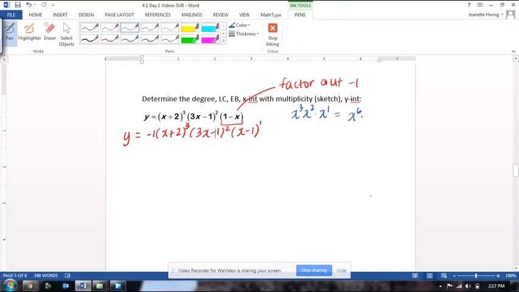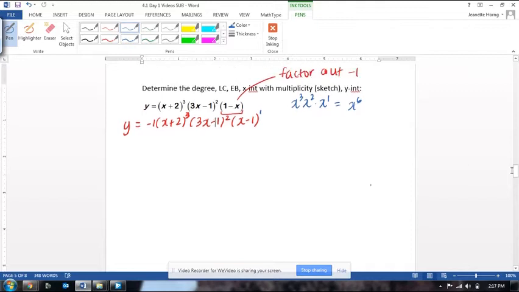Now, I'm not going to have you sit there and actually multiply it out because it really won't be helpful. But I'm going to write down my degree is 6, aka it's even. So I'll write that down too. That should narrow down what you think your end behavior is.